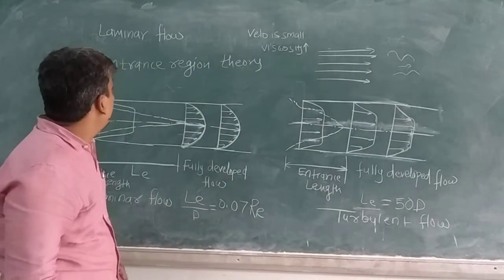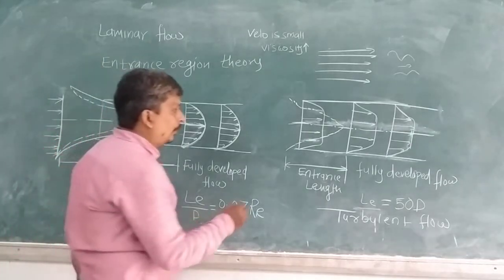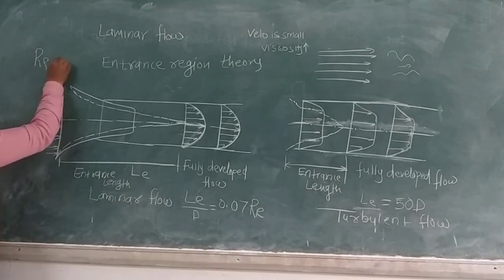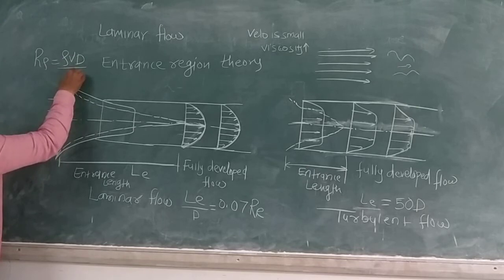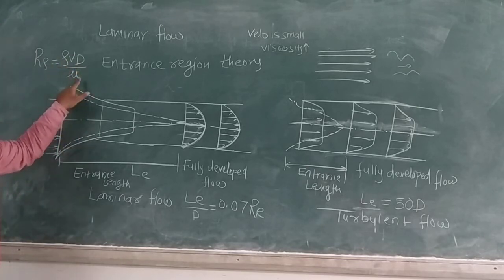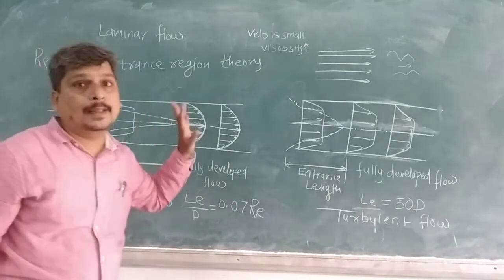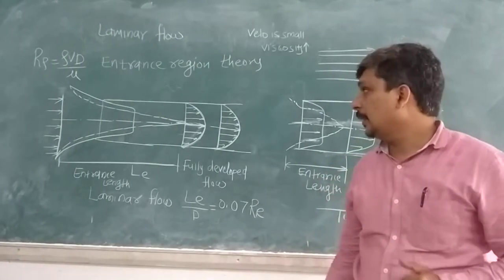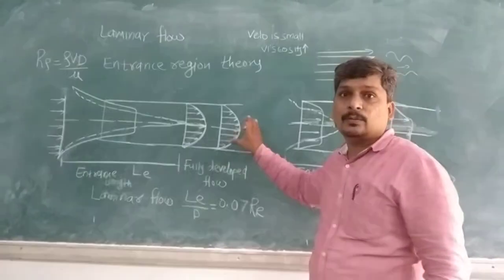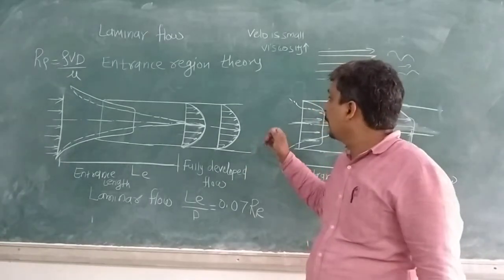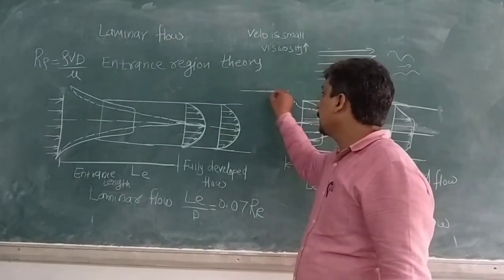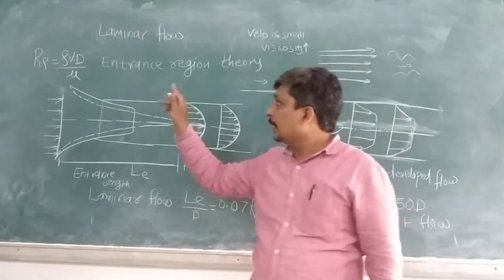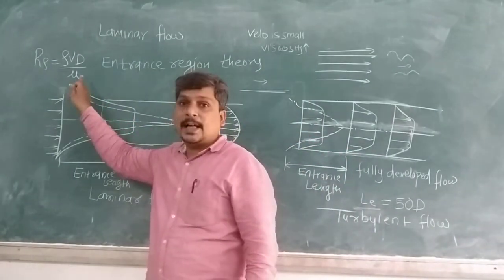Laminar flow is decided by one non-dimensional number, which we will learn in detail in the next lecture. That number is the Reynolds number. Its formula is Reynolds number equals rho V D by mu. Rho is the density of the fluid, V is the velocity of the fluid, and D is the diameter if the flow is taking place through a pipe. Or if the flow is taking place over a plate, L, the length of the plate, is the D. And mu is the dynamic viscosity.